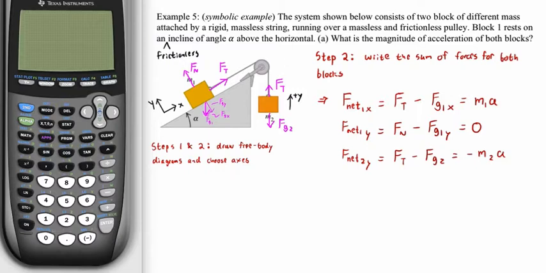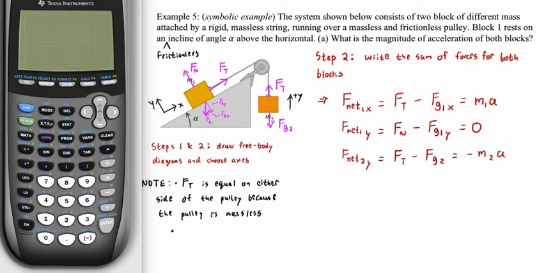Now I wanted to call attention to a couple of assumptions I made here. One is with the tension being equal, and the other is with the accelerations being equal. So, quick note: Ft is equal on either side of the pulley because the pulley is massless. So that's always the case for massless pulleys. And then the second note is that A1 equals A2 equals A because the string is rigid. So that's where those assumptions come from.